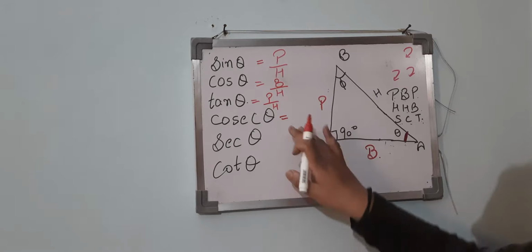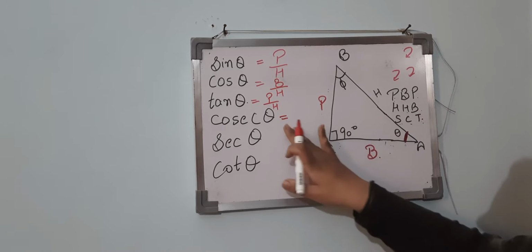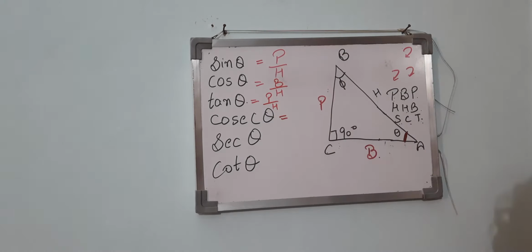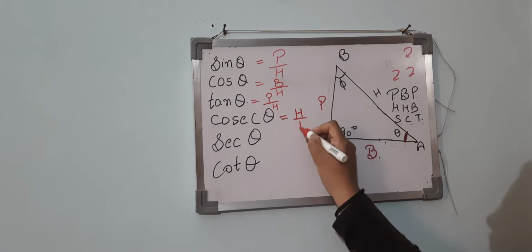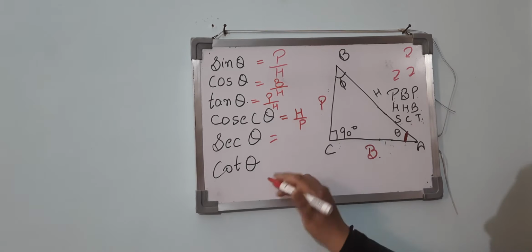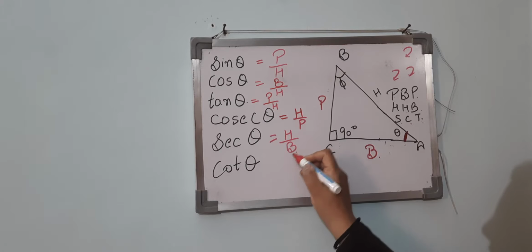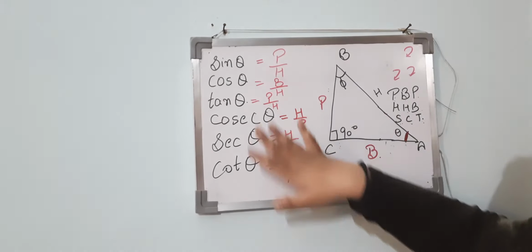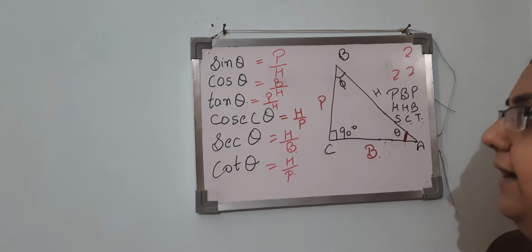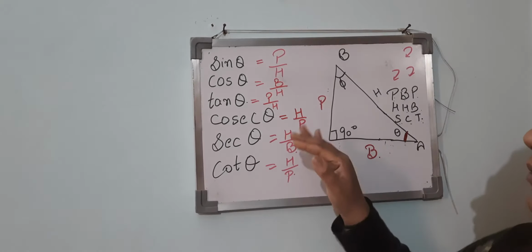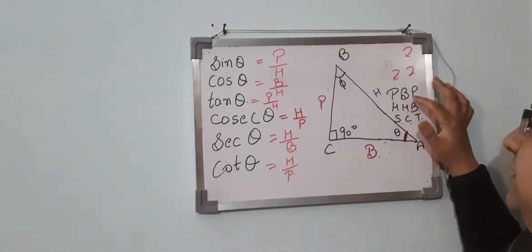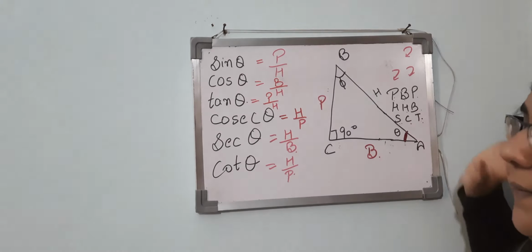Now we get three from this. What about the others? Cosec theta is the inverse of sine theta, so this will be h over p. Sec theta is the inverse of cos theta, this is h over b. And cot theta is the inverse of tan theta, this is b over p. So these are all your trigonometric identities and their formulas. We can find them with the help of Pandit Badri Prasad Har Har Bole Sona Chandi Tole.